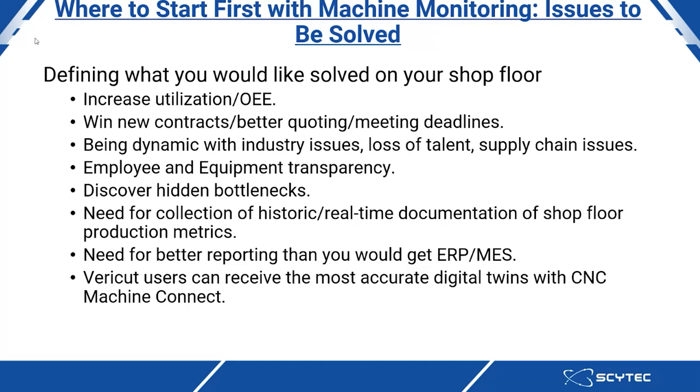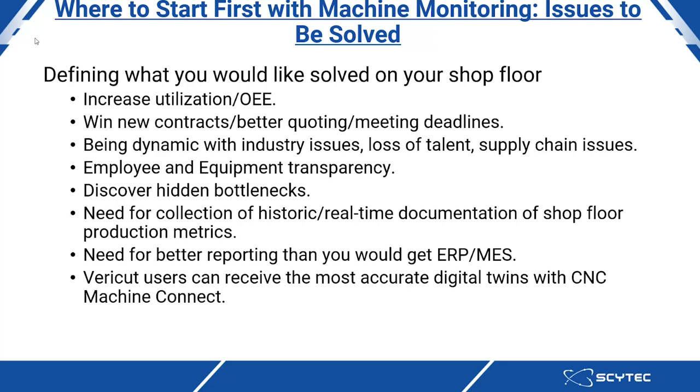You can win new contracts, get better quoting, meet deadlines sooner. You can also be dynamic with certain industry issues like a loss of talent and supply chain issues. You can get employee and equipment transparency. You can discover hidden bottlenecks. And maybe you just have a need for a collection of historic and real-time documentation for shop floor production metrics.